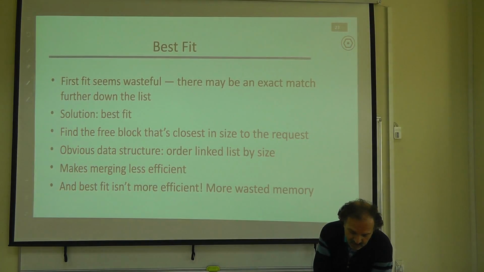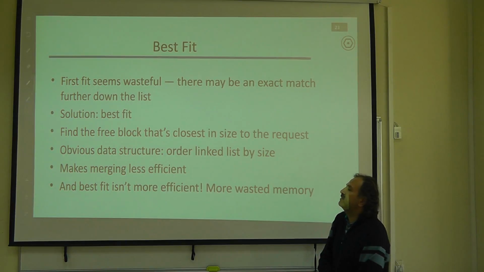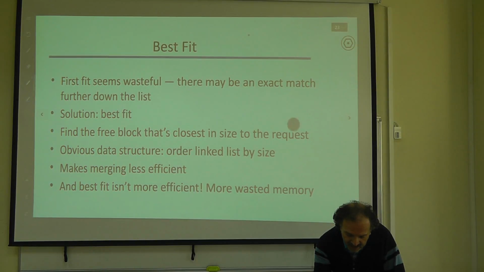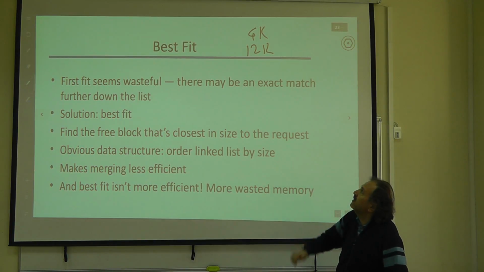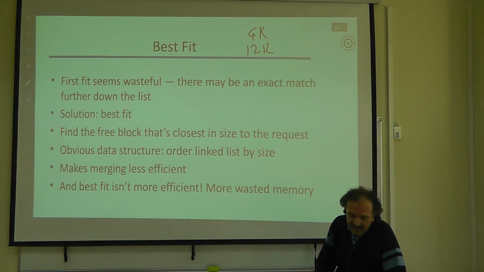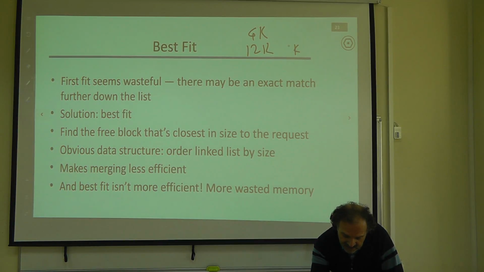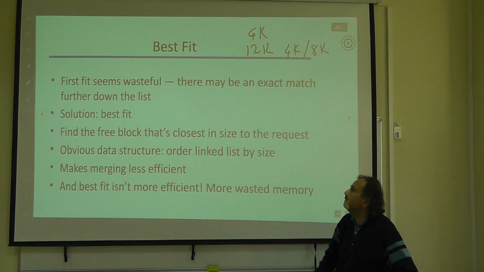So that algorithm is called best fit. Not first fit, but the best fit. So the first fit seems wasteful. There may be an exact match further down the list. Remember, I was looking for 4K of memory. When I saw the first 12K of memory for the first fit, this was good enough. So I allocated it. I said okay, I will take that one. 4K will be used and 8K will be available. So I divided it into two.